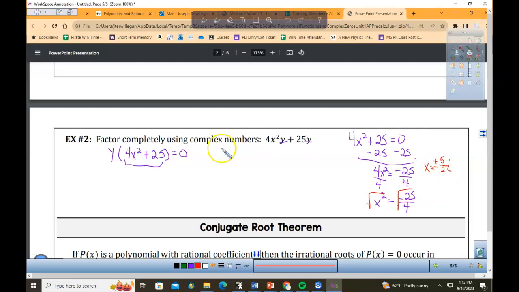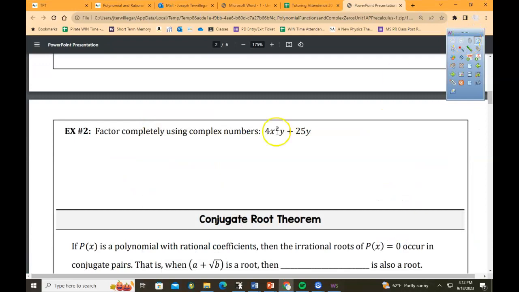So my factored form is y times x minus 5 over 2 i, times x plus 5 over 2 i. All right, and those came from solving the other factorable part. We're just saying equals 0 and solving. All right, that'll give us a start. More coming tomorrow.